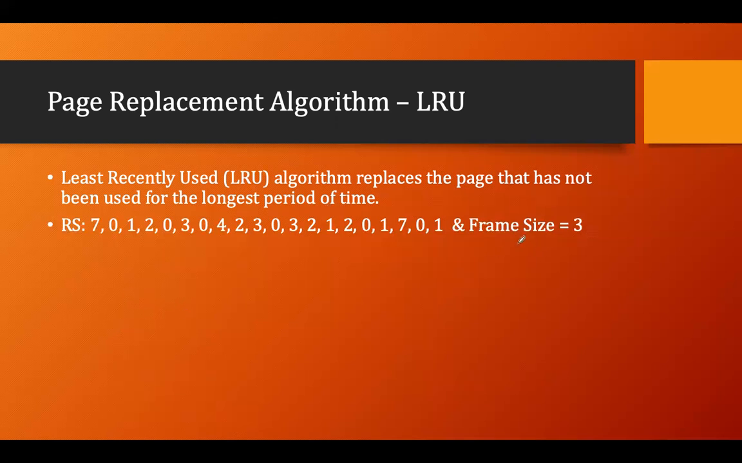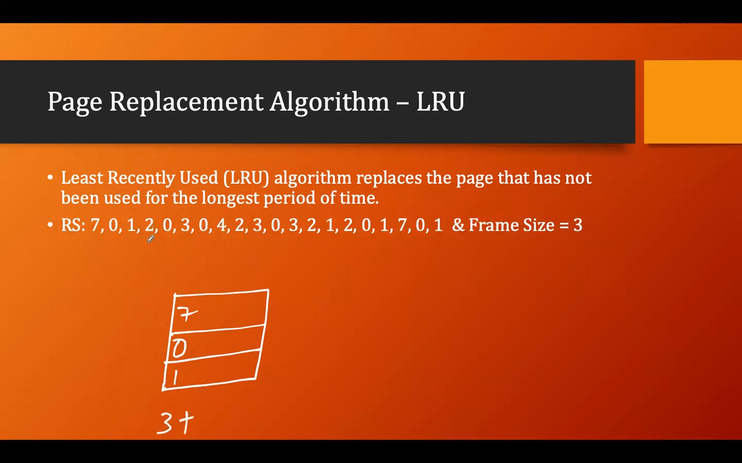Now this reference string is there. Frame size is also given. So I'll put the frame size here. 3 frames are there. So we'll put 7, then 0, then 1 because all 3 are not there. So 3 page faults occur.